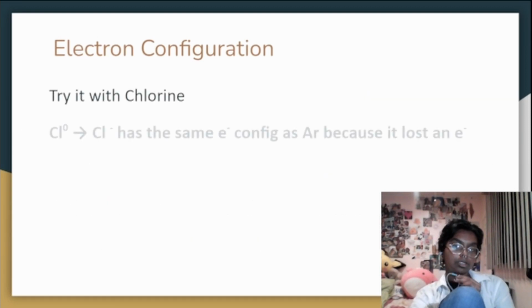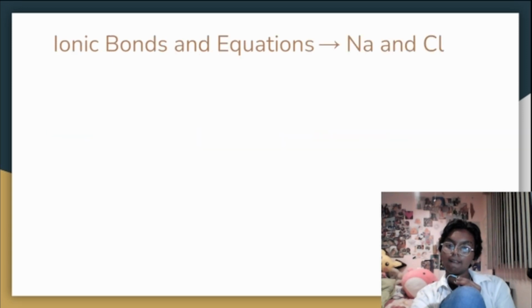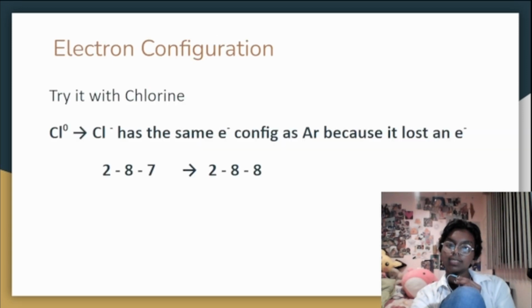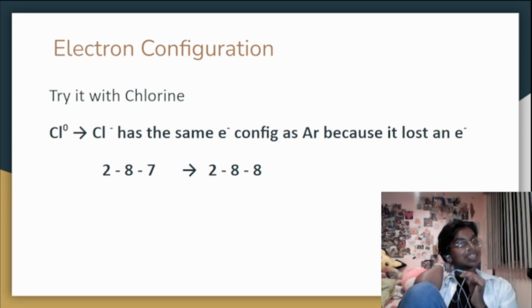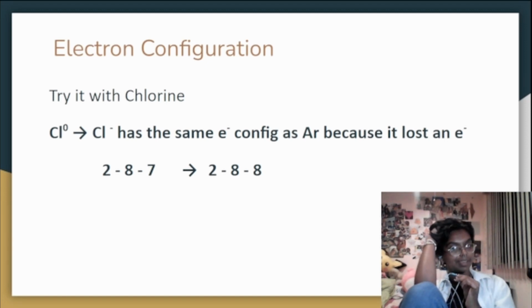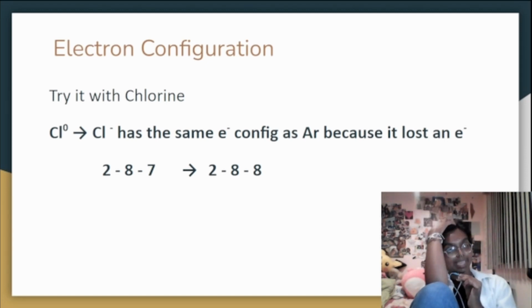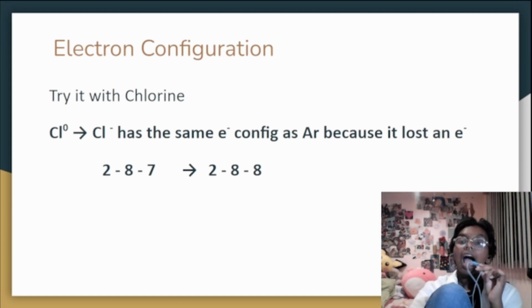Okay. Now try chlorine. Okay, that's wrong. It hasn't lost an electron, it has gained an electron. I was a bit confused. I was reading that, and I'm like, that doesn't sound right. It's gained an electron. So chlorine will gain an electron, and then it'll have the same electron configuration as argon. I didn't make these PowerPoints. Don't blame me, okay?